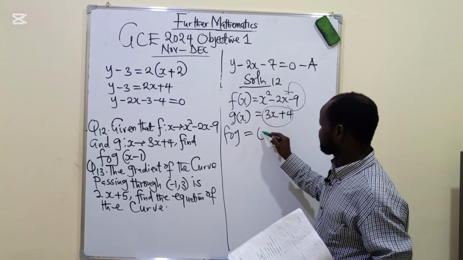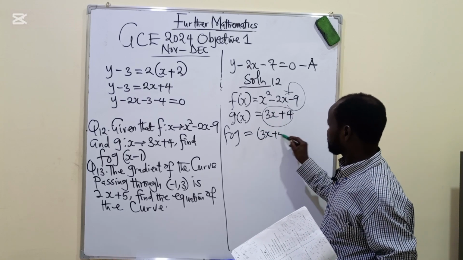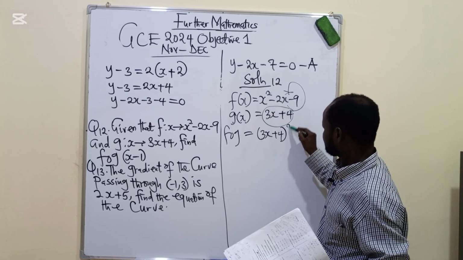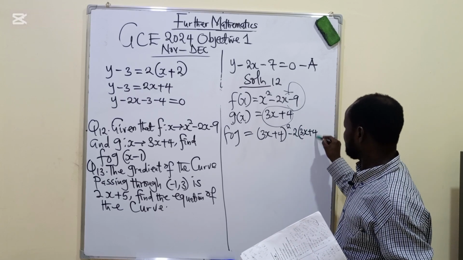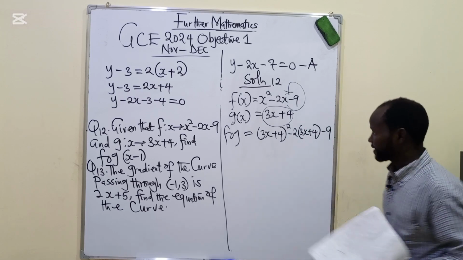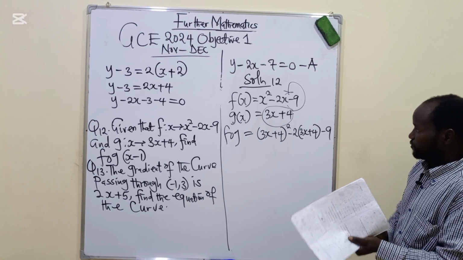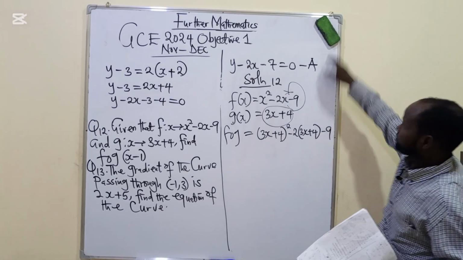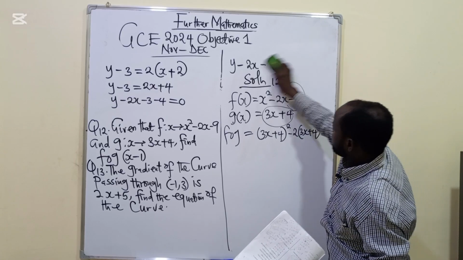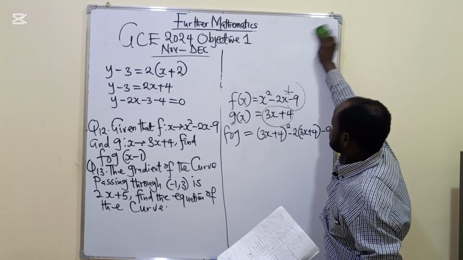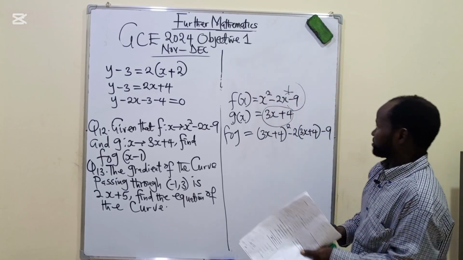So this will be 3x plus 4 all squared, because of this square, minus 2 into 3x plus 4, then minus 9. Next is to expand this. Let's do the expansion here, then we'll bring it down.